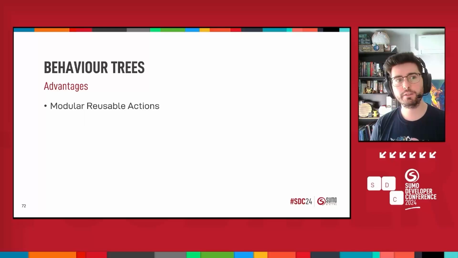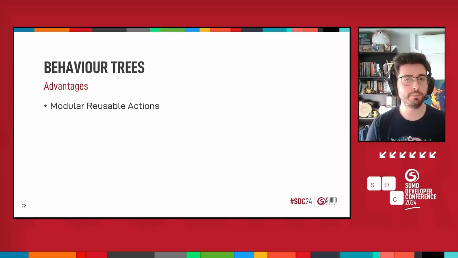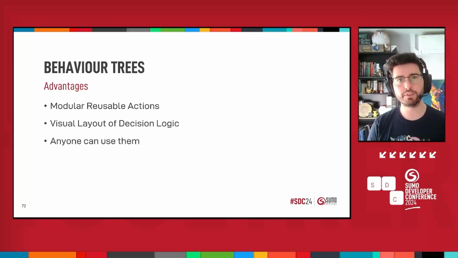Some of the advantages: you make use of modular reusable actions. All of your task nodes, your leaf nodes, you can just reuse them across different trees. You can even reuse your trees and use them as subtrees. So it can be quite a modular architecture. It's quite visual, especially if you have a good editor, so it can be easy to follow the logic depending on your implementation. And anyone can use them. Once you've set up all of these types of nodes and your leaf nodes, it's very easy to give it to a designer, and they can go around and set up their tree and have all sorts of different behaviors from these modular actions.